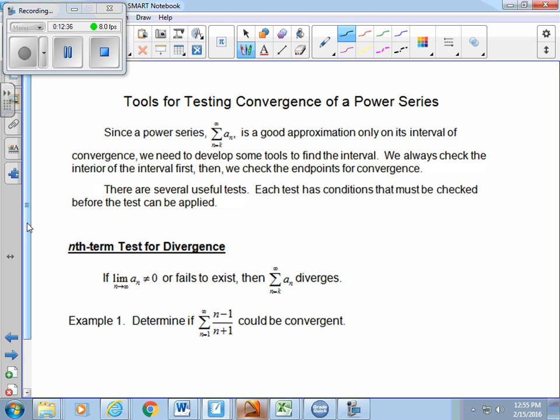There are several useful tests. Each test has conditions that must be checked before it can be applied. These tests are a lot to remember, so they will be things that we have on our gateway exam as well, because part of the challenge is remembering what tests to use and where, so this will show up on your gateway exam as well.